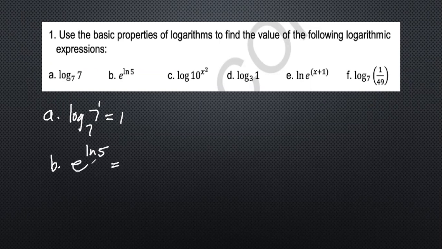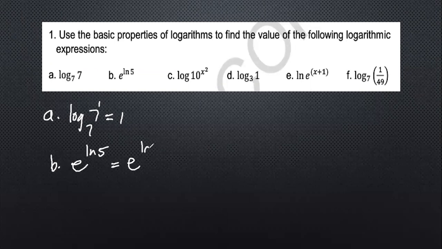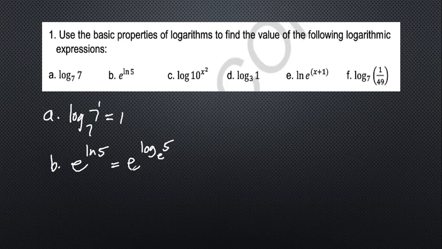So obviously, of this form, we will use property number 3. And we know that this is just e to the power of log of 5 base e, because ln means it is understood that the base is e. And they are the same. So your answer here is 5. Again, this x should be greater than 0, and it is 5, and 5 is greater than 0.